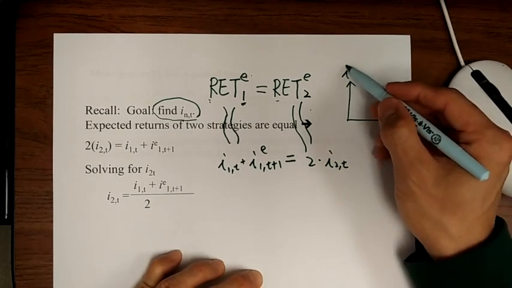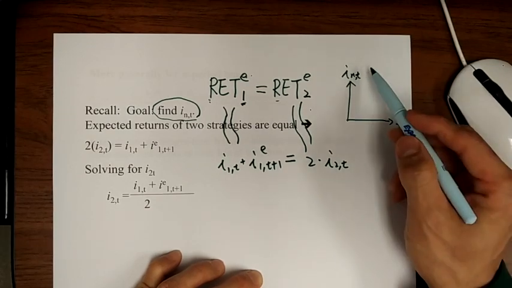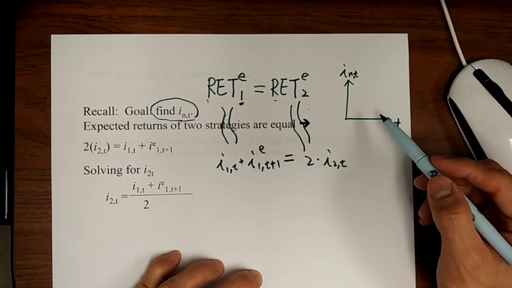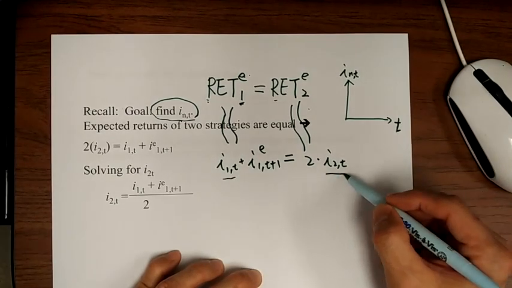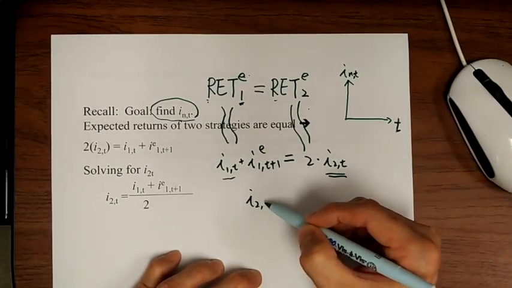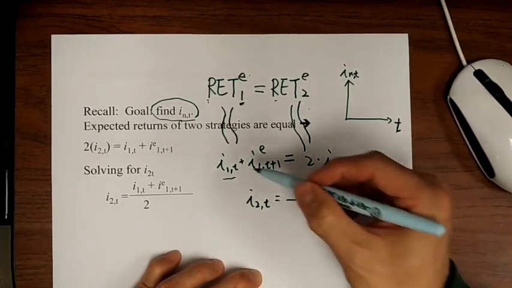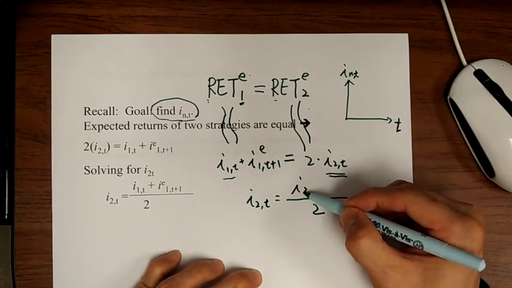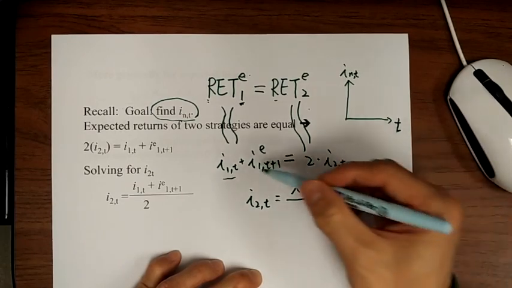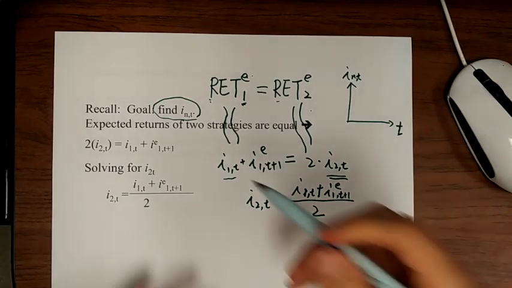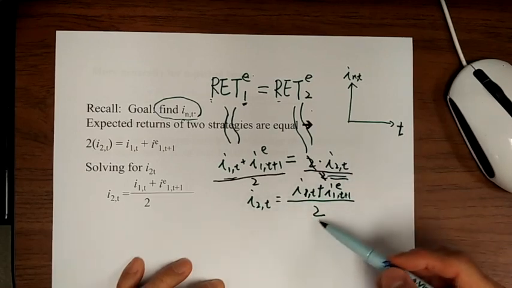How is I2t determined on the yield curve? Where's I2t? Well, you know I1t. Now I2t is here. Therefore, what is I2t? I2t will be the average of these two. You divide both sides by 2. Cancel out. This is what you get.